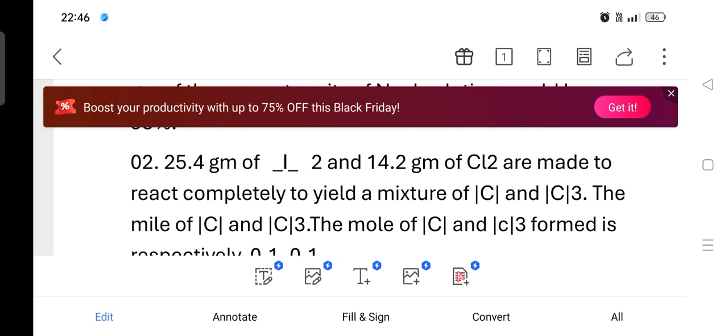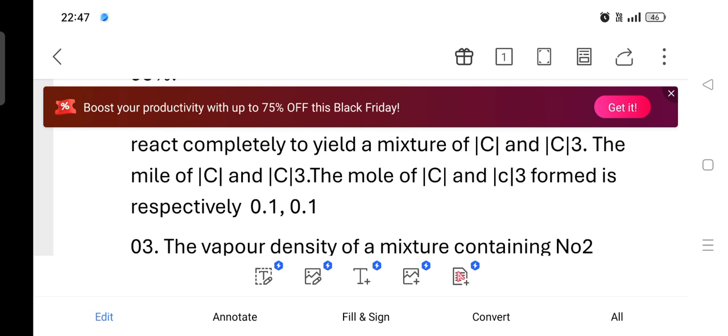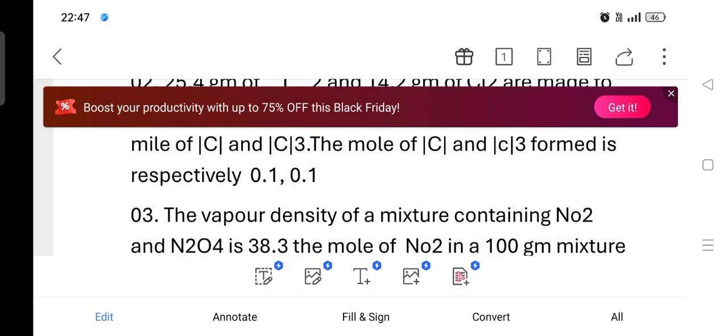25.4 gram of I2 and 14.2 gram of Cl2 are made to react completely to yield a mixture of ICl and ICl3. The mole of ICl and ICl3 formed is respectively 0.1, 0.1.